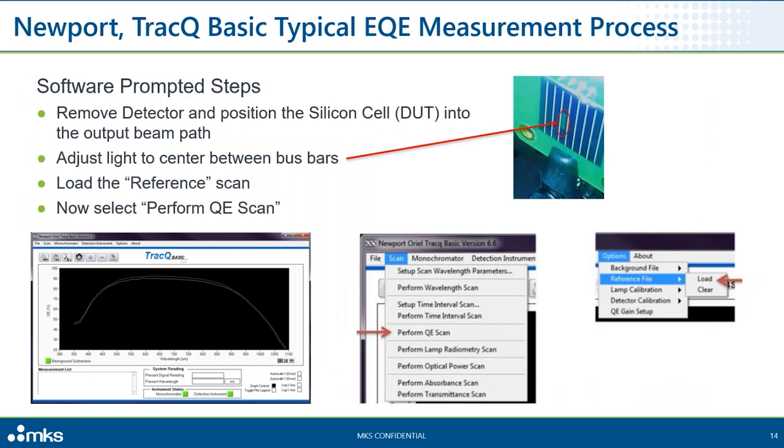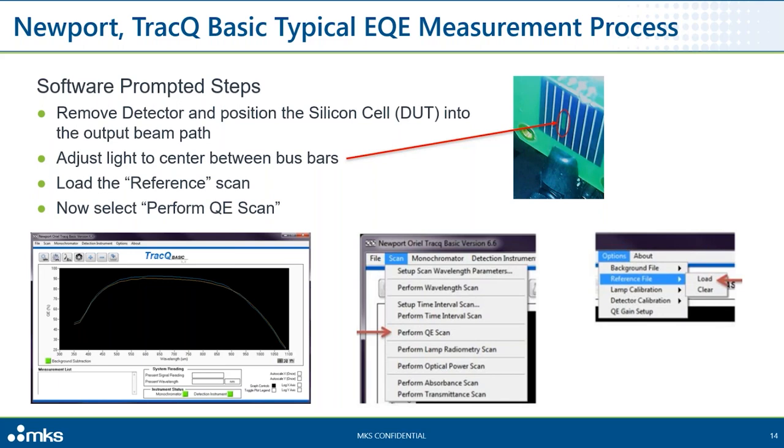The software would then continue to prompt you. So you would remove the detector. You would position your device under test into that beam path. Very important piece of information here is that you have to be very careful to align the beam output so that it is between your bus bars. If the light is hitting your bus bars, some of that light is reflected, and that will be lost energy, and you'll get an EQE that's lower than it actually is. So that needs to be adjusted very carefully.